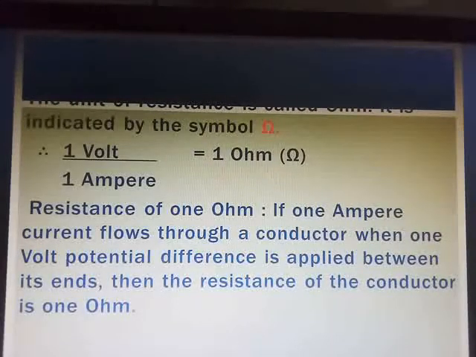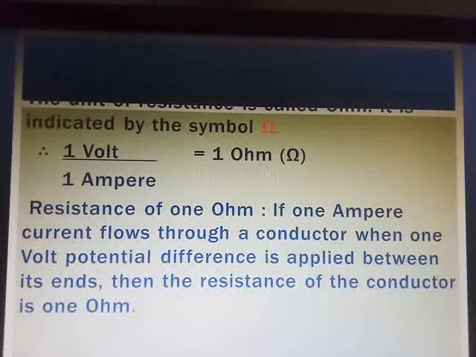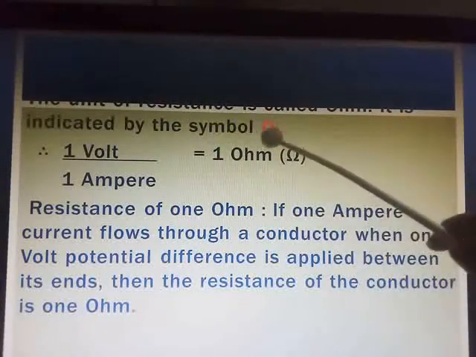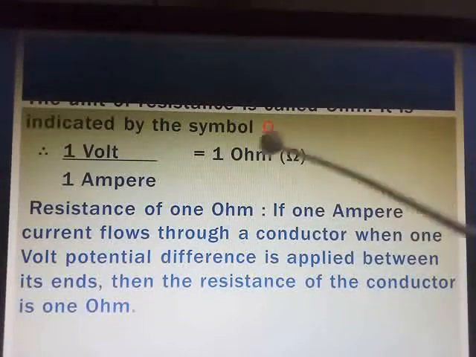Now, potential difference and current are measured in volts and amperes respectively. Just now we have studied both the terms, potential difference and current. Their units are volts and amperes. The unit of resistance is ohm. It is indicated by this symbol. So, 1 volt upon 1 ampere is equal to 1 ohm.